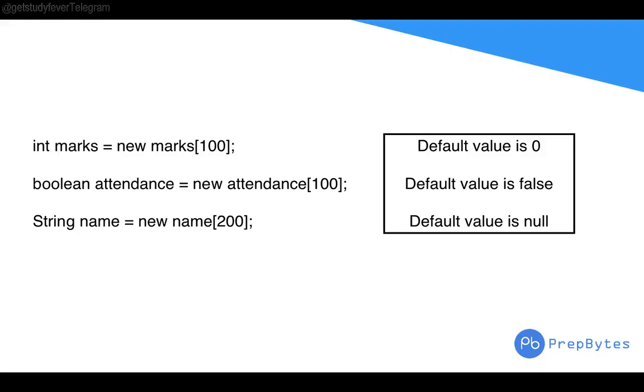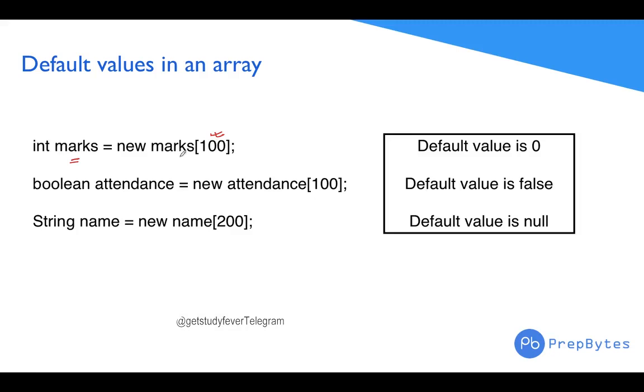So let's see a few more things about arrays. Here we are going to talk about default values in an array. Let's say you have an array of size 100. In this marks array, you have not assigned any value to any particular element. So you have not done marks[i] = 23 or something like that. And let's say you try to print marks, what will you get?